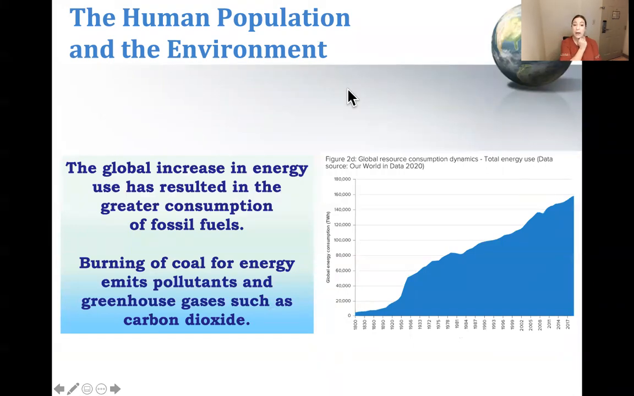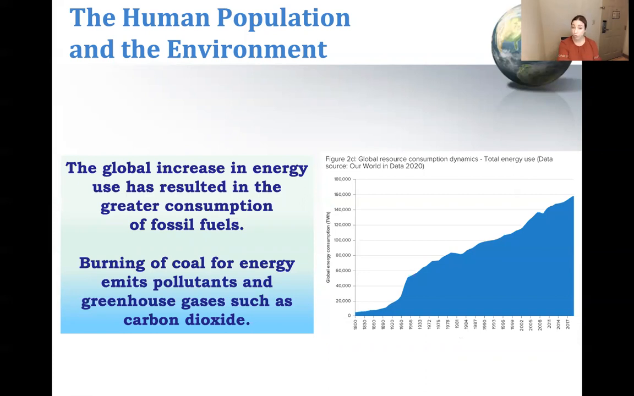Here I'm looking at energy use, again, increasing across the globe. And this is from 2020, although it looks like my graph only goes to 2017. So there's been a really big increase in energy use. Again, as populations grow, more people are consuming energy.